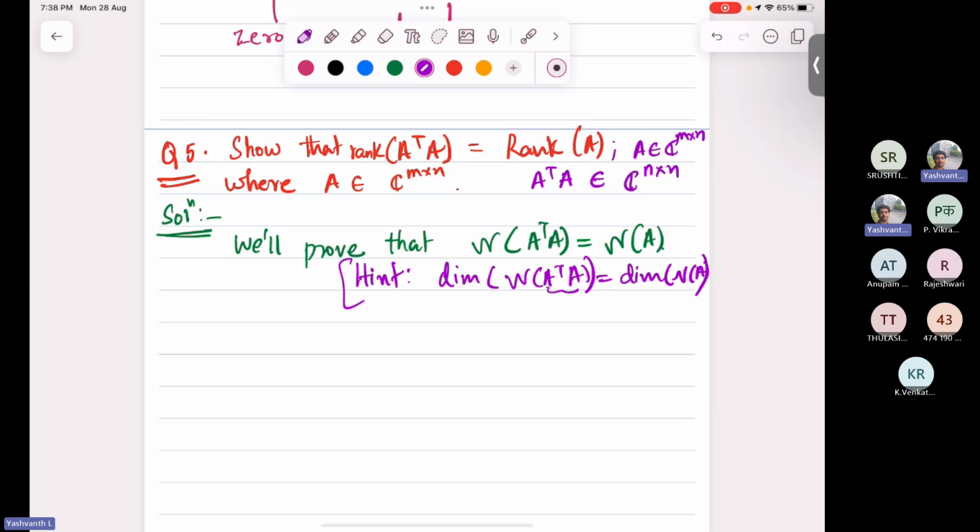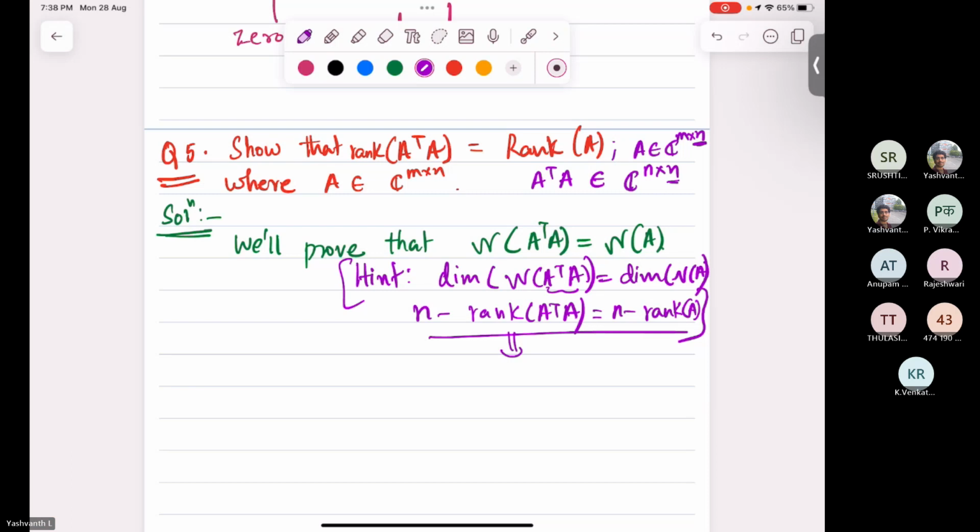But if you see, what is A transpose A? What is the number of columns in A transpose A? N. This is about N minus rank of A transpose A. What is dimension of this one by rank nullity theorem? Dimension of null space of A transpose A plus rank of A transpose A is equal to number of columns in A transpose A. Similarly, the dimension of null space of A by rank nullity theorem is, what is the number of columns in A? Again, N. N minus rank of A. Now, can you see where I'm coming from? If I'm able to show this is true, then this means rank of A transpose A is equal to rank of A.